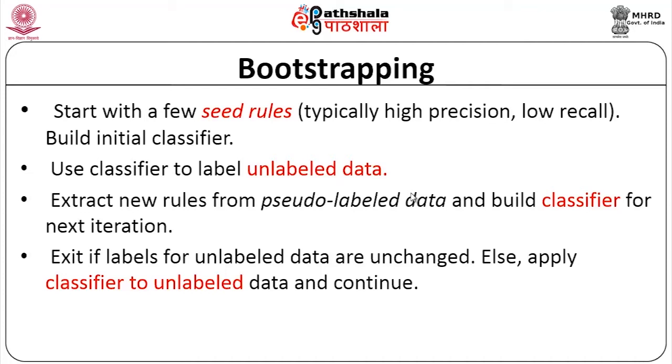So, you start with the seed rules, use the classifier to label the unclassified data. Now, that classifier that you are using, you are using only in a limited sense. So, you have pseudo labeled data, use that for the next iteration, and then you go back.